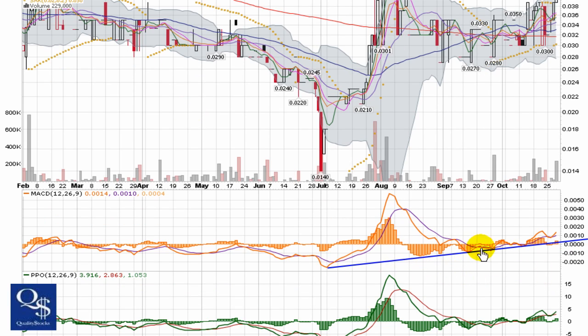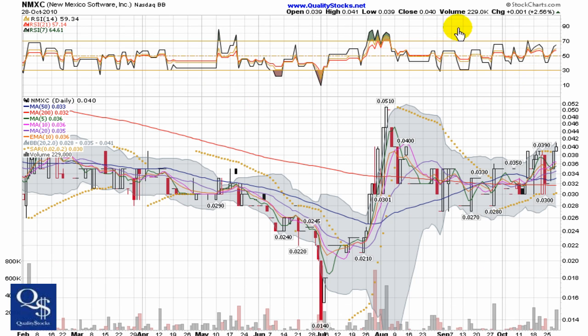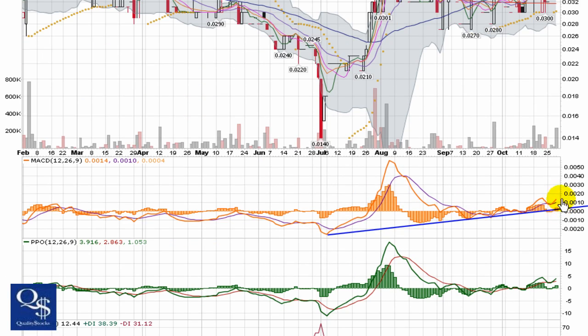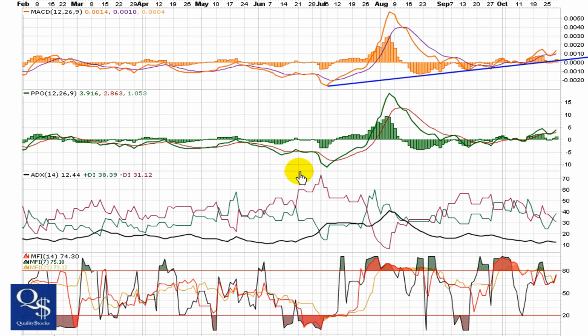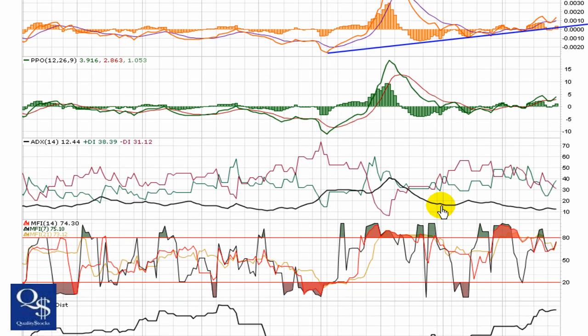Nice uptrend in the MACD, which would kind of be expected off of this big move, down here just over a penny all the way up to closing yesterday at 4 cents over the last several months. We are seeing that the histogram is on the north side of zero. It tells you that we have a bullish cross and that the fast line is leading the slow. This is one of those times that the PPO is almost exactly the same as the MACD. So it's still a very nice look to that right now.